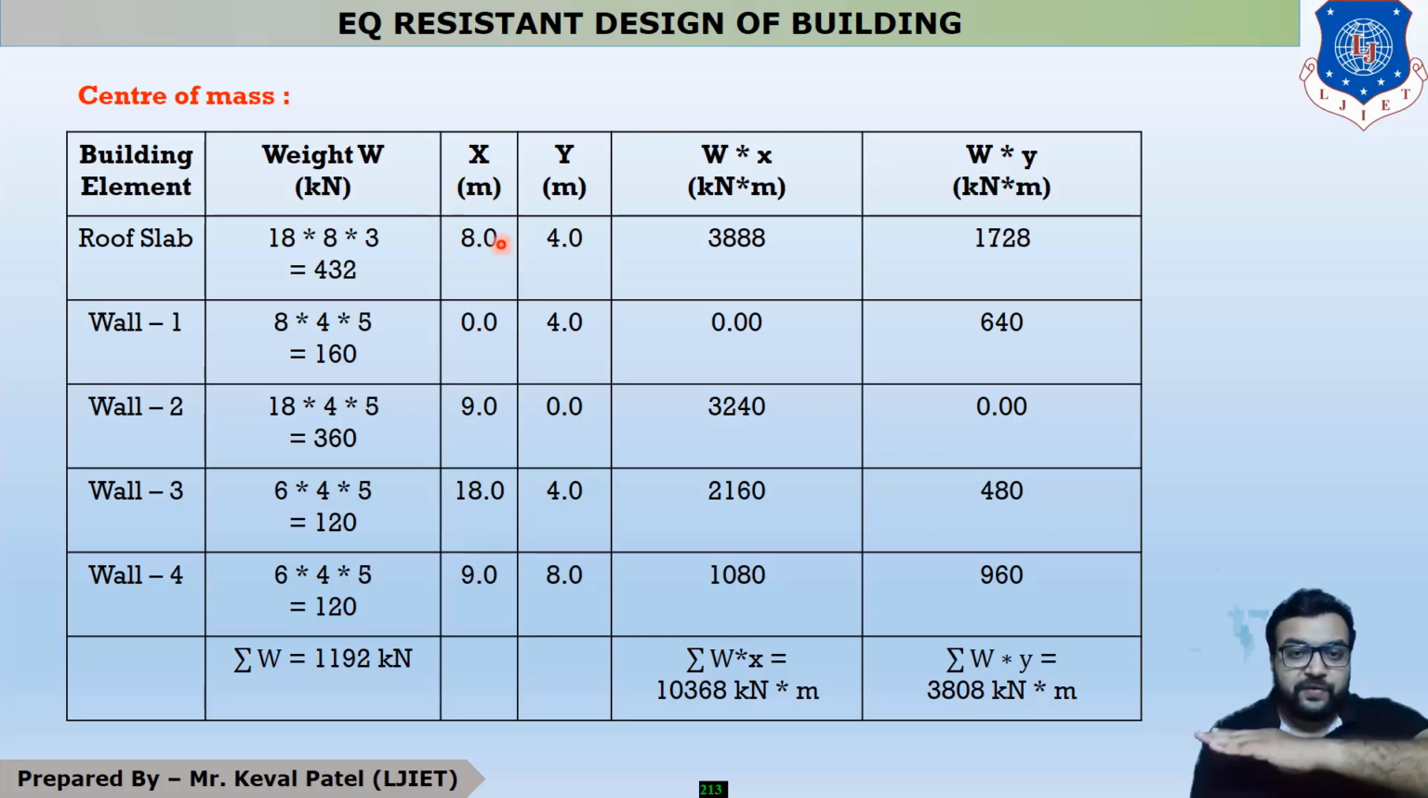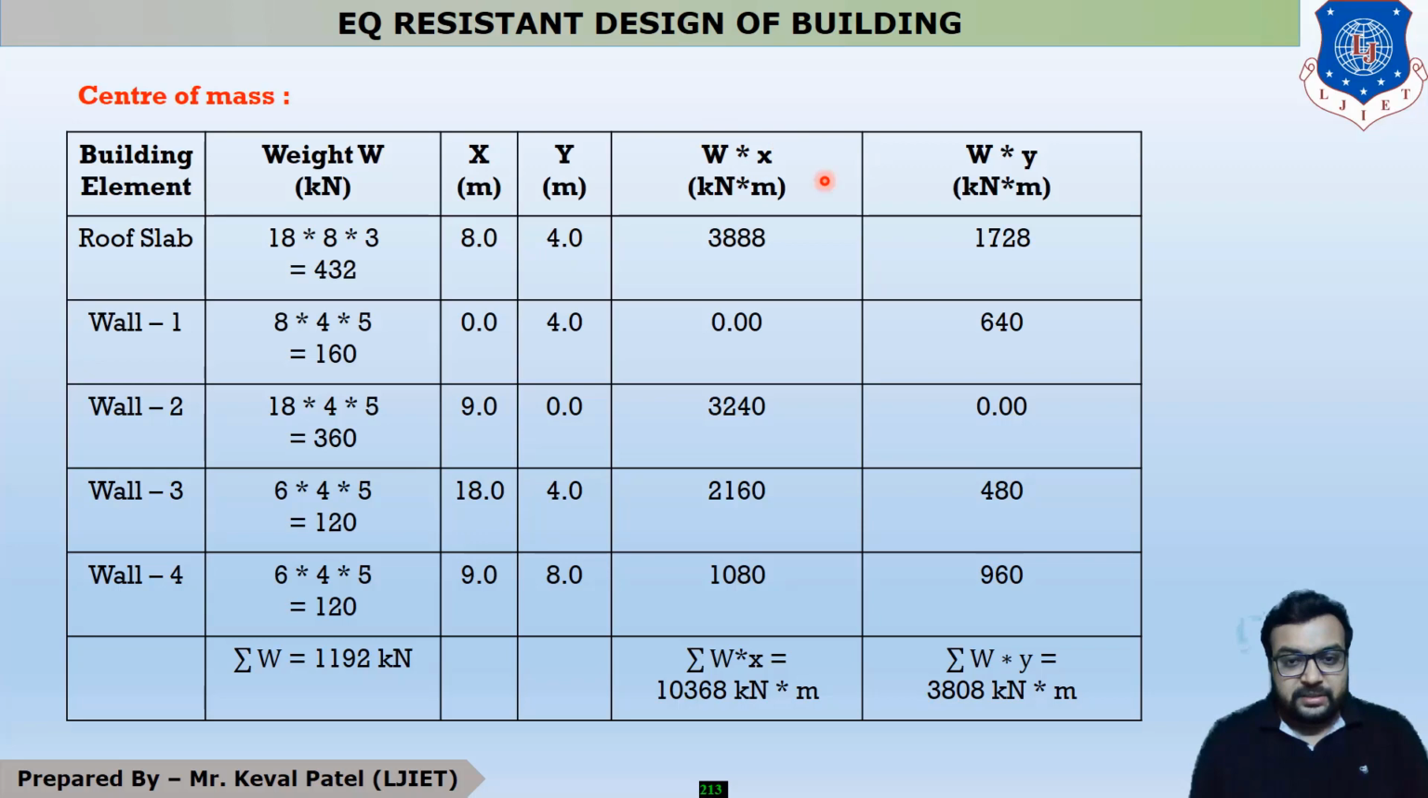So, our roof has a center of 9 meter because our length in horizontal direction is 18 meter. So, 18 divided by 2 is equal to 9. So, here it is 9 meter. Similarly, in y direction our building is 8 meter. So, what is the center of 8? The center of 8 is 4 meter.